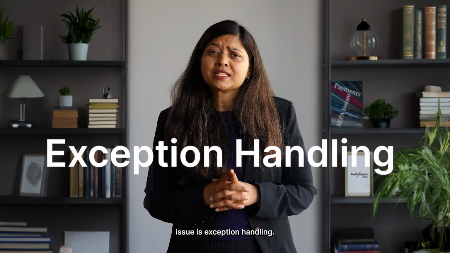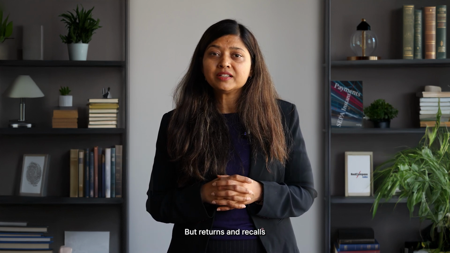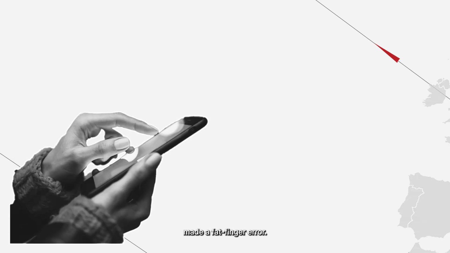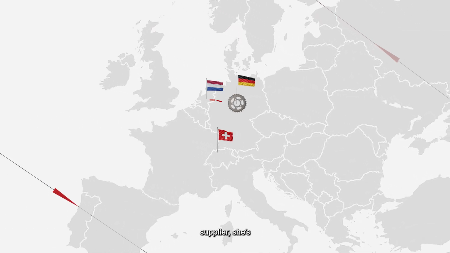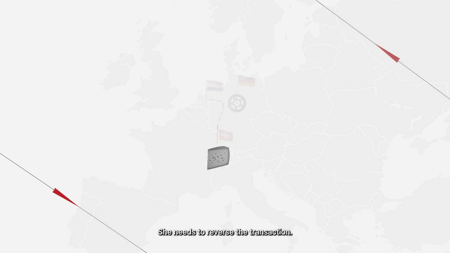The third issue is exception handling. SEPA Instant is designed to be final, but returns and recalls are inevitable, and FX introduces volatility. Let's say Rose made a fat finger error. Instead of sending the money to her German gear supplier, she sent it to her Swiss gear supplier instead. She needs to reverse the transaction.